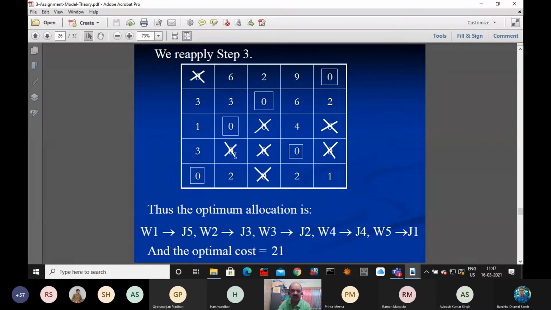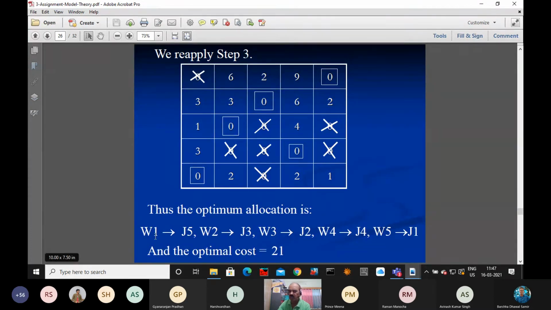Finally, in the first row there is an assignment, in the second row there is an assignment, in the third row there is an assignment, in the fourth row there is an assignment, in the fifth row there is an assignment. Now we check column wise. In the first column there is an assignment, in the second, third, fourth and fifth columns there is an assignment. If you calculate in this manner, we have here the optimal solution.